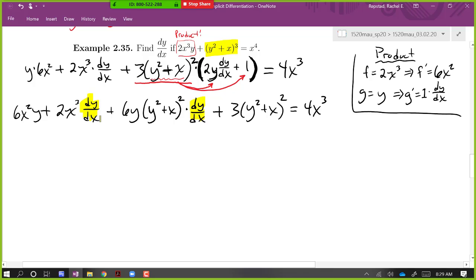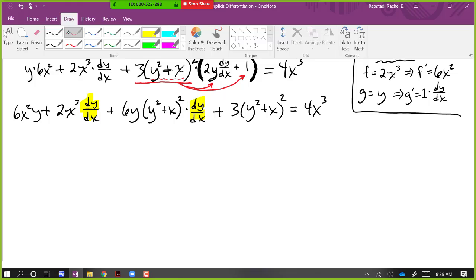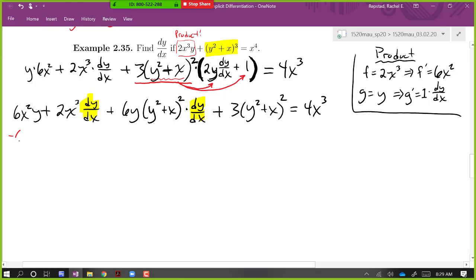I want to kind of keep those. There's no dy/dx's on the other side of the equation. So I want to keep my dy/dx's on the left side, and any terms without the dy/dx, I'm going to throw over on the other side. So I'm going to subtract 6x squared y from both sides. I'm going to subtract this last term, 3y squared.